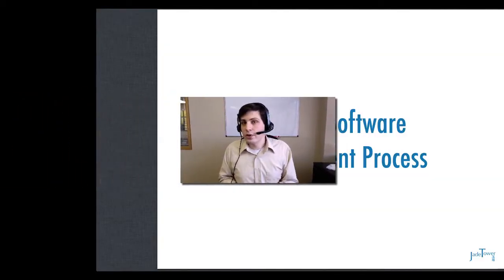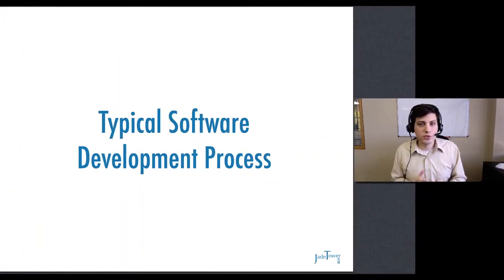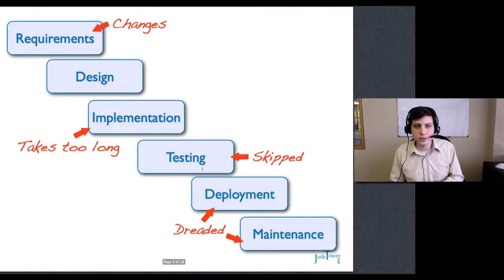So before we take a look at what better, faster, and cheaper might look like, let's look at a typical software development process that follows the waterfall model. You start with requirements gathering, then you go to design, implementation, testing, deployment, and maintenance. And that's pretty much the most basic waterfall model.